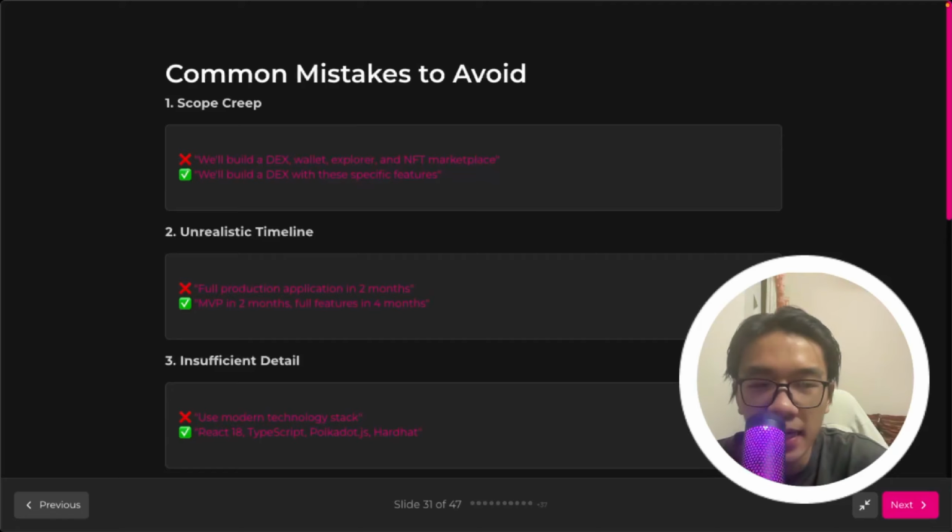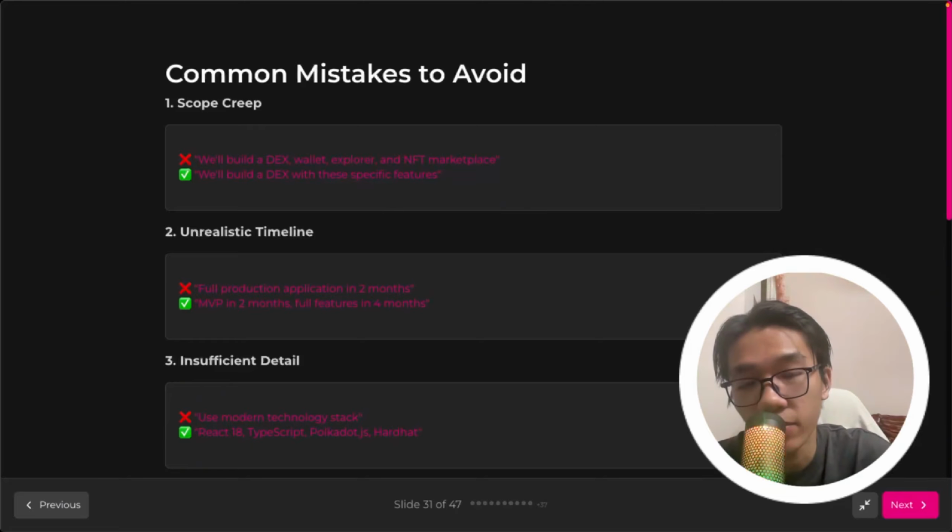Okay, and I think that's the end of the workshop, and that already covers pretty much most of the things you can understand about the Polkadot grant ecosystem and how you can write a good proposal and avoid common mistakes.